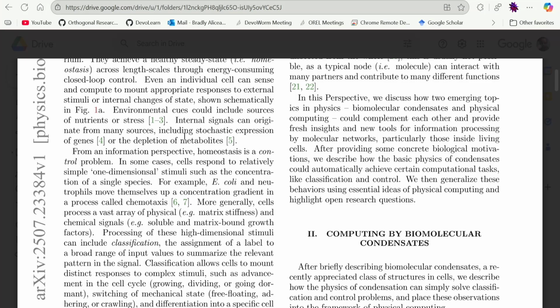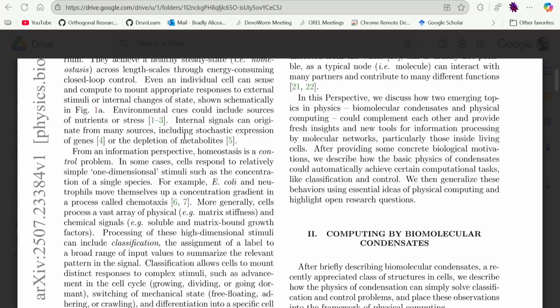And so then from an information perspective, homeostasis is a control problem. So they're going to apply a closed loop control system to this. And so again, this is like a model, right? I mean, it's going to describe the system in a way that they're hypothesizing it operates.